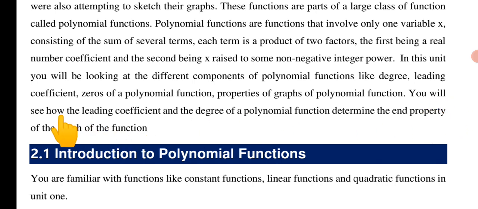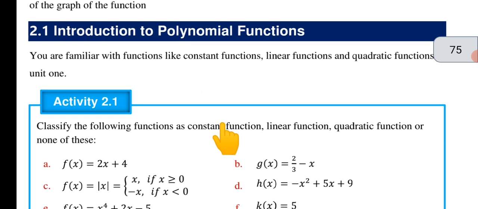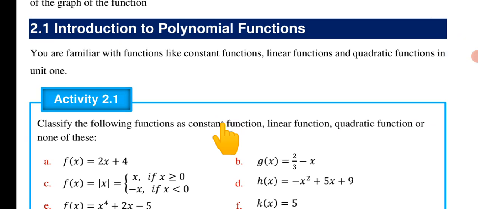So you will see how the leading coefficient and the degree of a polynomial function determine the end behavior of the graph of the function. That means the leading coefficient and degree determine the property of the polynomial function. Introduction to polynomial function. You are familiar with functions like constant functions, linear functions, and quadratic functions from Unit 1.